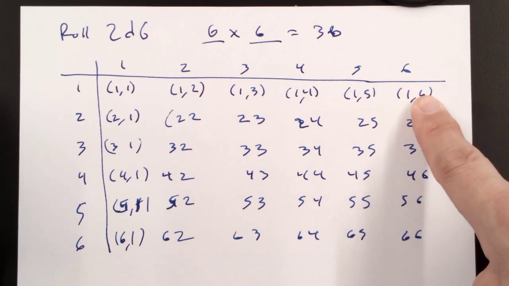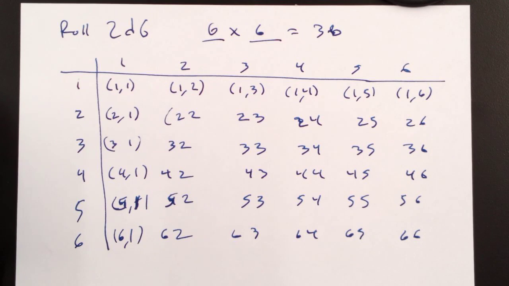6 out of 36. There's your answer. So what's the chance I roll a total that is odd?